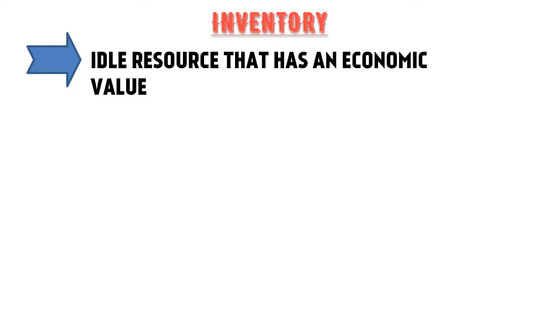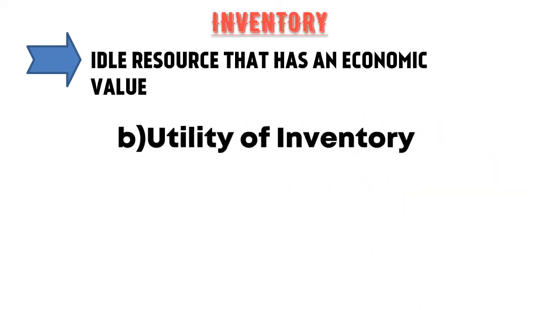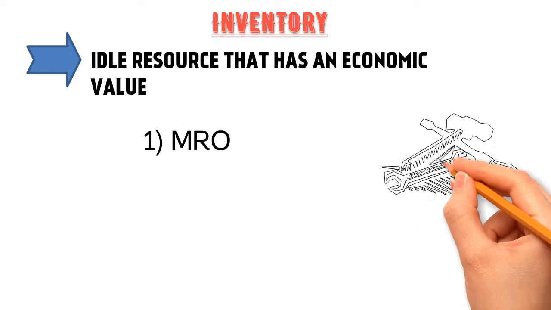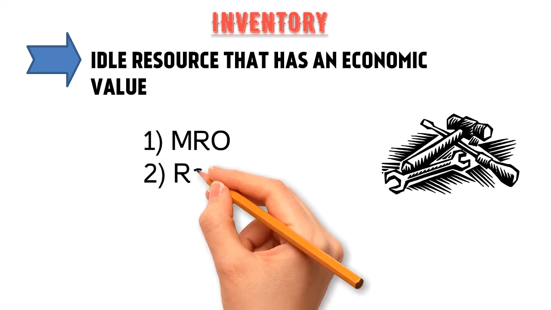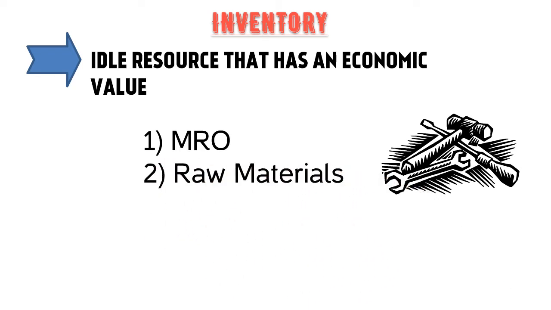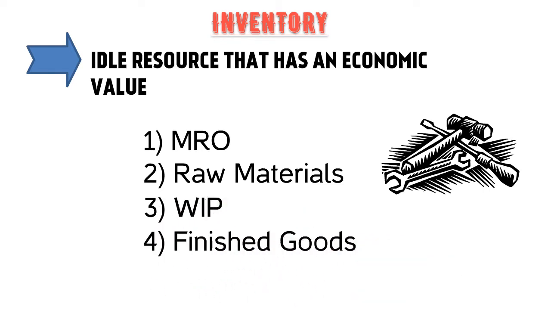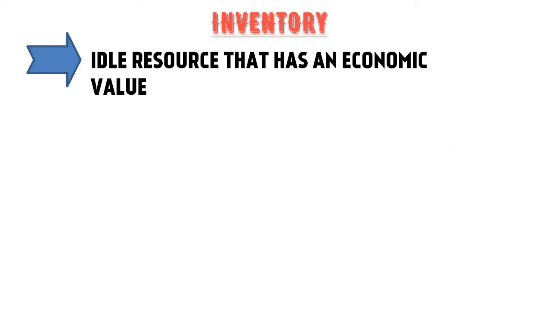The classification of inventory is based on two aspects, that is state of inventory and utility of inventory. Based on state of inventory, it is classified under four categories. First one is MRO, that is maintain, repair and operate. This does not directly contribute to the finished products, but these are essential for converting the raw materials into finished goods. Then we have raw materials. These are the inputs to the production system. And then we have work in process goods. These are the semi-finished products. And then we have the finished goods, which are the final products.